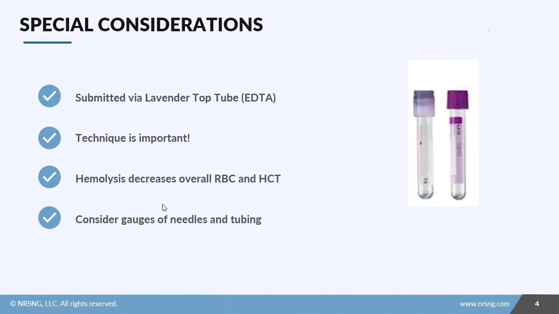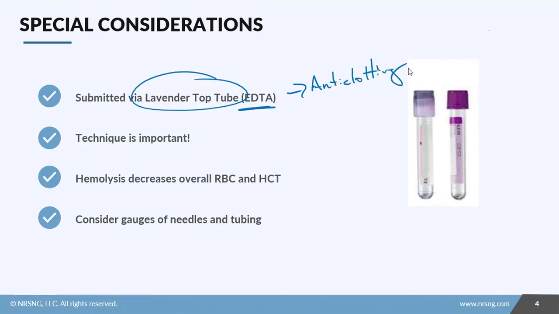So what do we need to be mindful of when we're submitting these blood samples to the lab? Well, you're going to submit them in a lavender top tube, which has EDTA in it, and this is your anti-clotting additive that keeps the sample fresh and keeps those measurements accurate. Now, like we talk about in the red blood cell and the hemoglobin lesson, technique is really important because you want to keep this from happening.